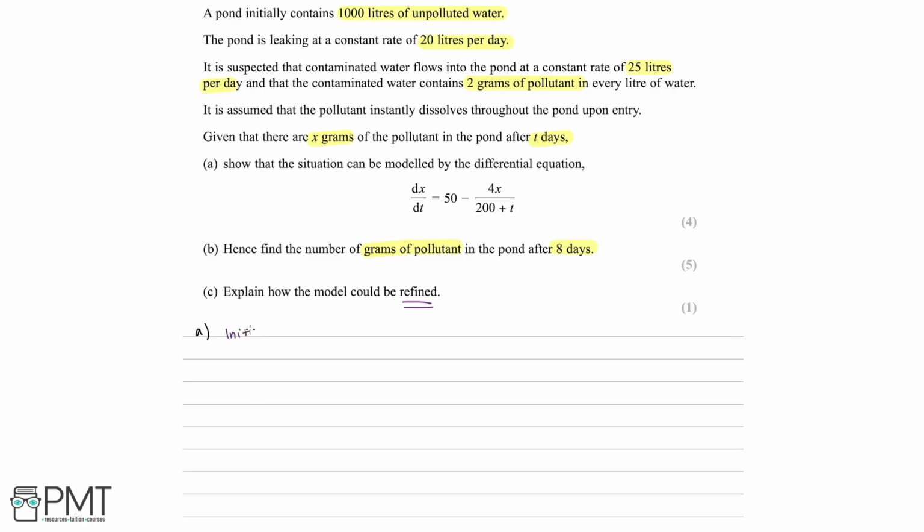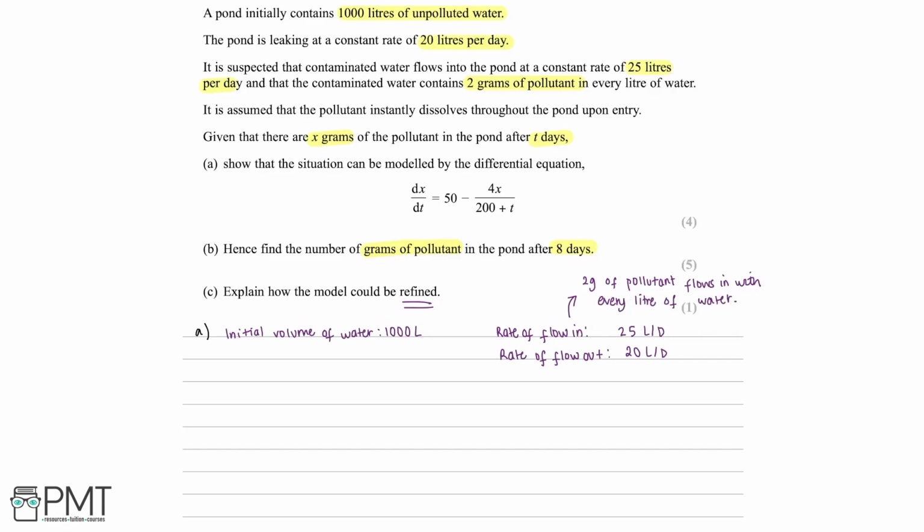So our pond initially contains 1,000 litres of unpolluted water. Our pond leaks water at a constant rate of 20 litres per day, but water also flows into the pond at a constant rate of 25 litres per day. We know that with this 25 litres of water flowing in per day, contaminated water also flows in with 2 grams of pollutant in every litre of water. Well, now that we have this information in this condensed form, we can use it to answer part A.